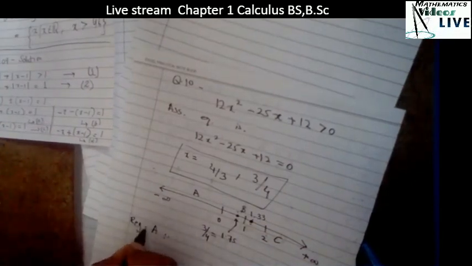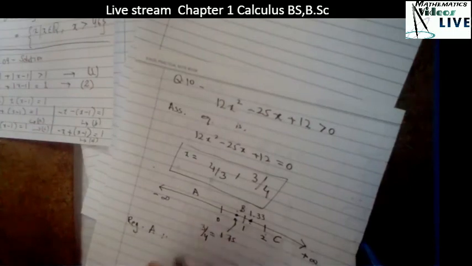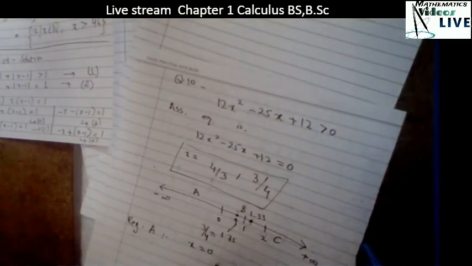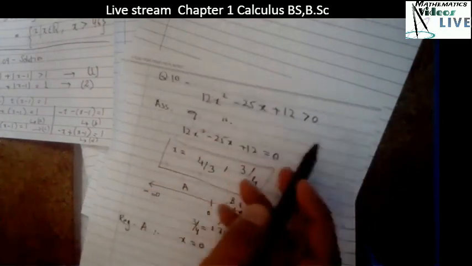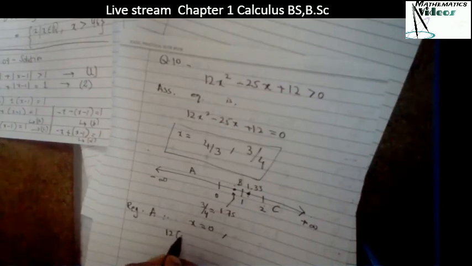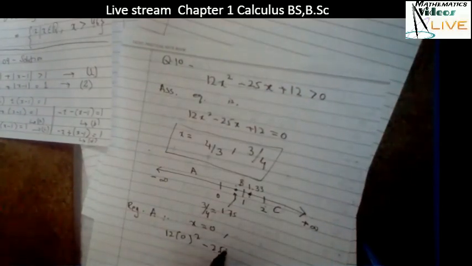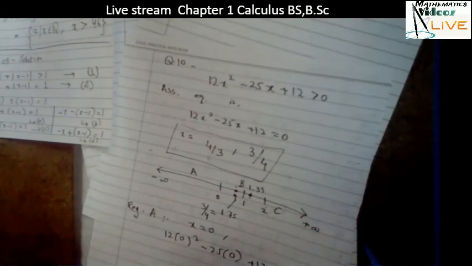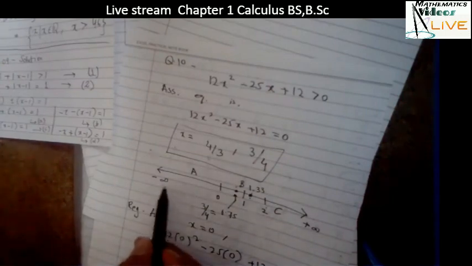So we have three regions. One is from minus infinity to 0.75 or 4 by 3, sorry, 3 by 4. So this is region A, and the second region is from here to here. This is region B, and the third region is from here to positive infinity, and this is region C. Test points. Check for region A.